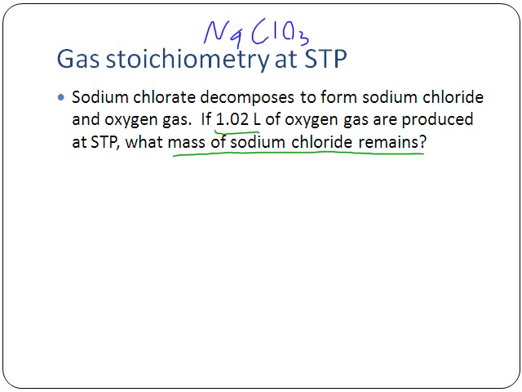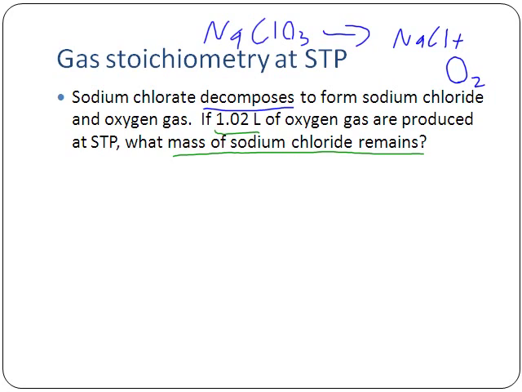This is a decomposition reaction, so it's going to decompose and turn straight into our next two things, which is going to form sodium chloride, NaCl, and oxygen gas. So plus O2. Sodium chloride: sodium has a valence of +1, chlorine has a valence of -1, and so that balances out.